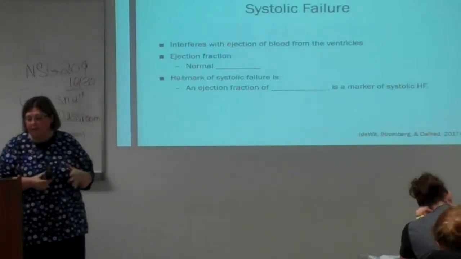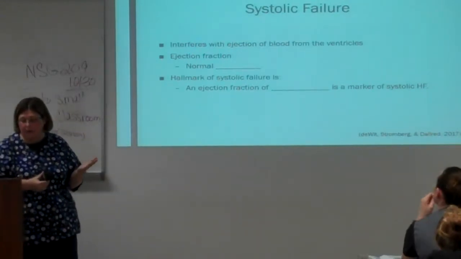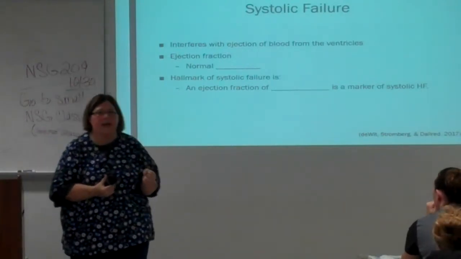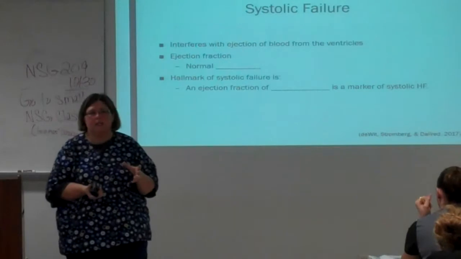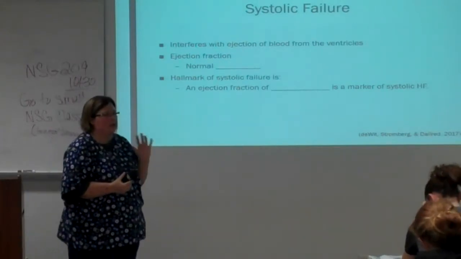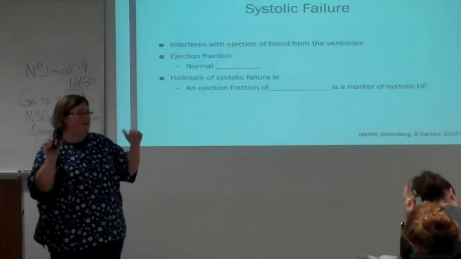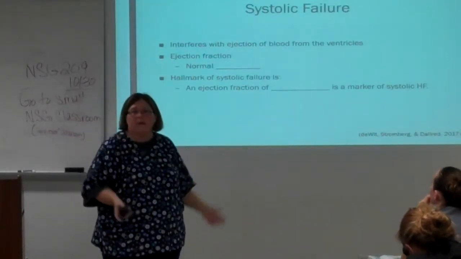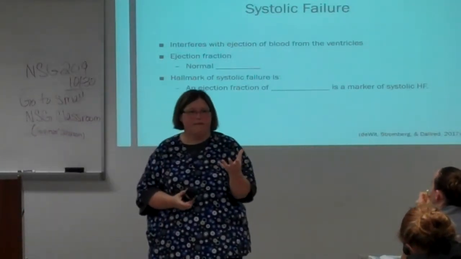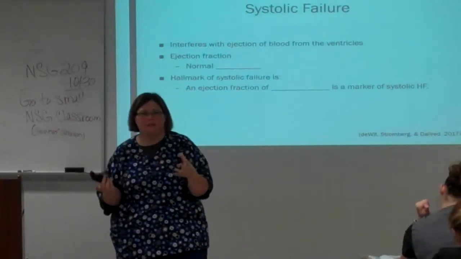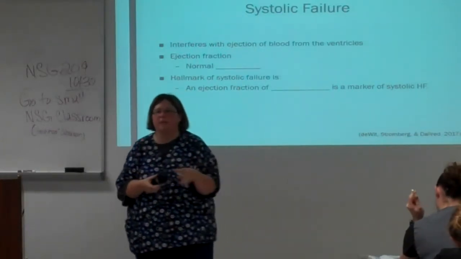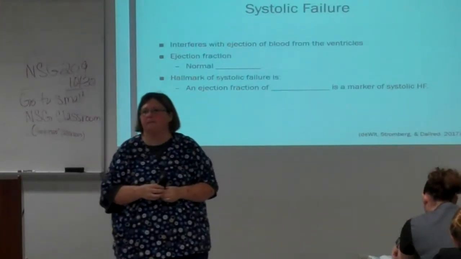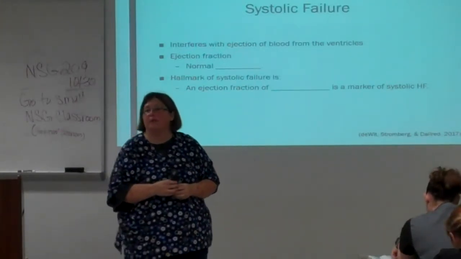This allows the body to increase cardiac output when needed by increasing the force of contraction and ejecting that blood out. That is what your ejection fraction needs to do. If it's lower, then we're not ejecting that blood out very efficiently to meet the cardiac output, so your cardiac output is going to go down. The ejection fraction for systolic heart failure is 35 to 40%.